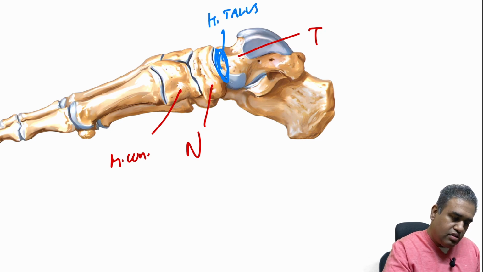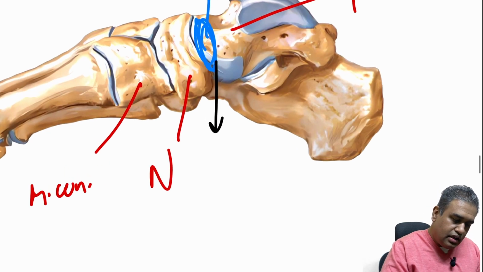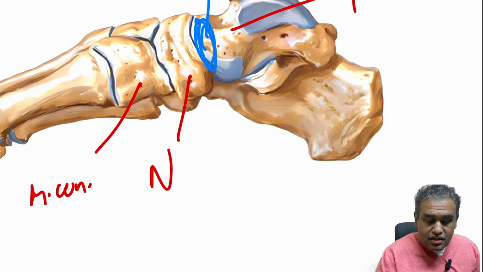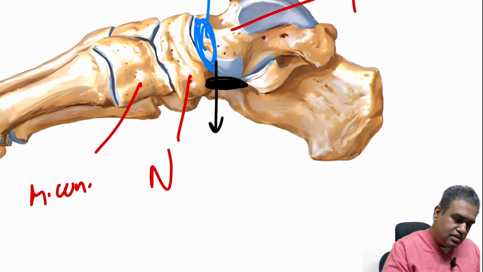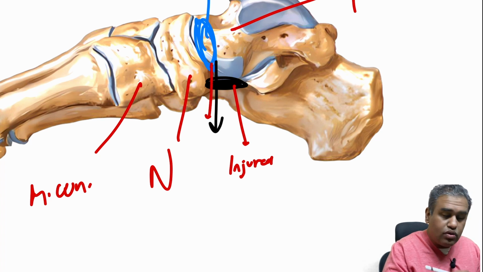Now they are saying that this head of talus is displaced inferiorly. So is there any structure over here which is supporting the head of talus? Yes, there is, and therefore this structure over here might be damaged or injured, which led to the head of talus going down or inferiorly.